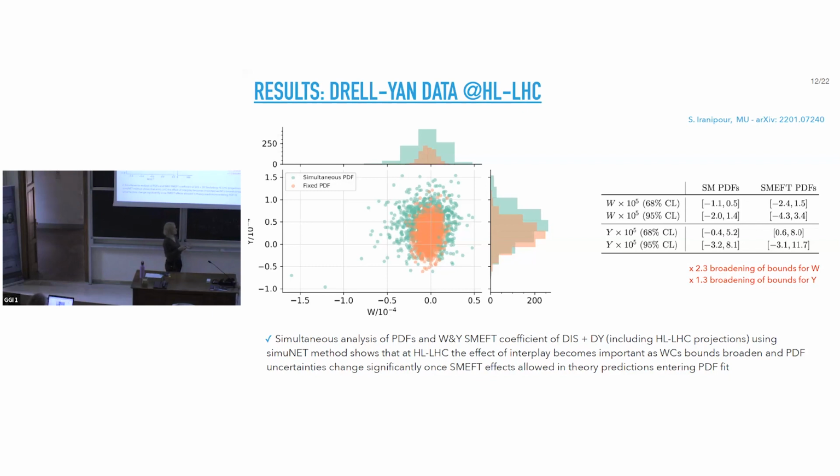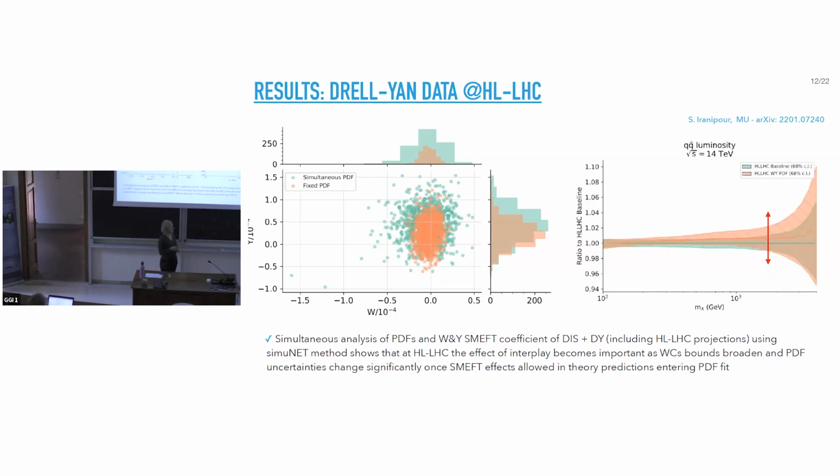So you can compare the fixed PDF fit to the high Lumi LHC data with the simultaneous fit of the same data in a global fit. You put the data in a global fit and let the Wilson coefficients vary. The broadening that we observed before is similar. We saw a factor of 2 broadening of the bounds of the W and a more moderate factor for the bounds of the Y. So this is interesting for the SMEFT coefficients.